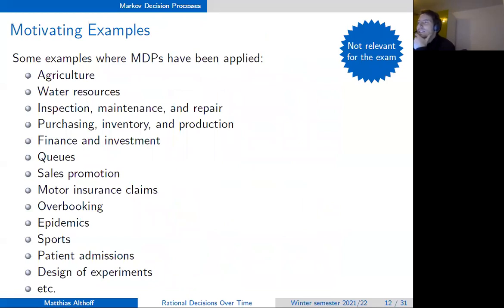These Markov decision processes are used almost everywhere. This is a non-exhaustive list, but it's used in agriculture, like how to best water plants, how to best drive around with a robot and so on to harvest things, for water resources, inspection, maintenance, repair, purchasing, inventory, production, finance, investment, how to optimally handle queues, sales promotion, motor insurance claims, overbooking in airplanes or hotels, epidemics, sports, patient admission, design of experiments. By the way, epidemics was before the corona epidemic, so we haven't changed this slide.